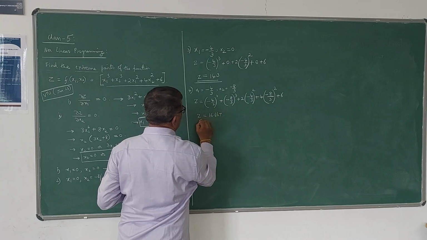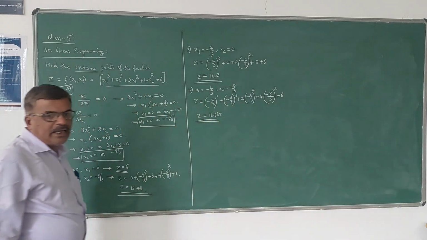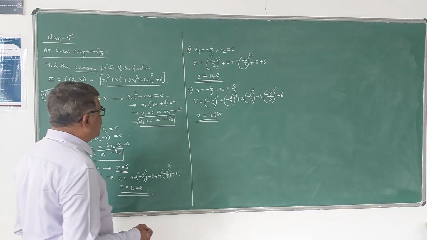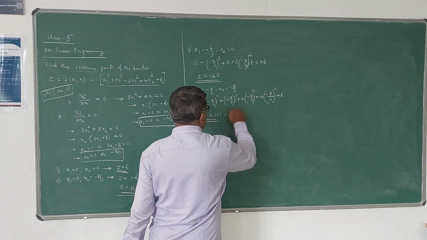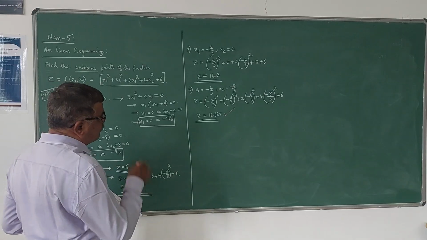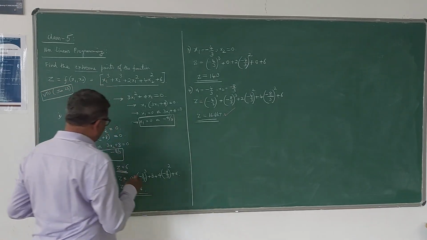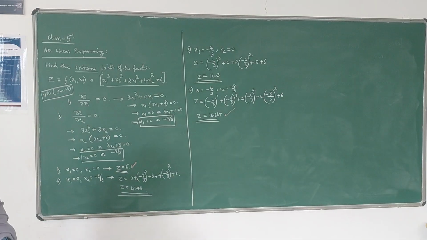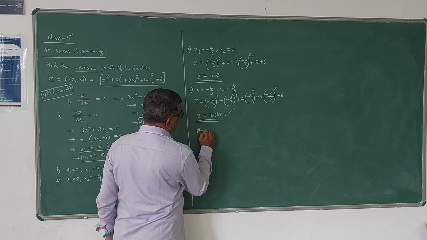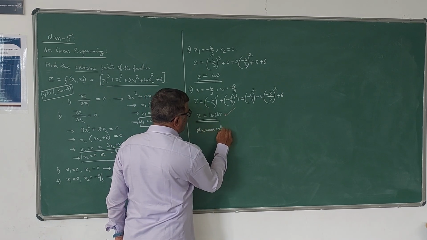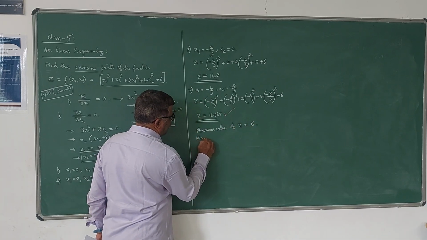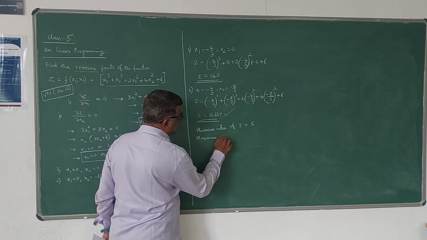So these are the four values of z we got by taking the combinations of x1 and x2. Among these four values, the maximum value is 16.667, and of course the minimum value is 6. So we have got a minimum value of z as 6 and a maximum value of z as 16.667.